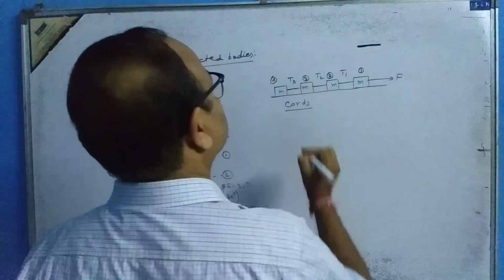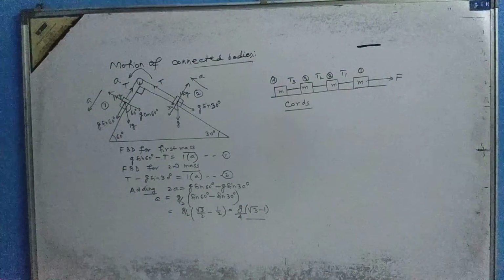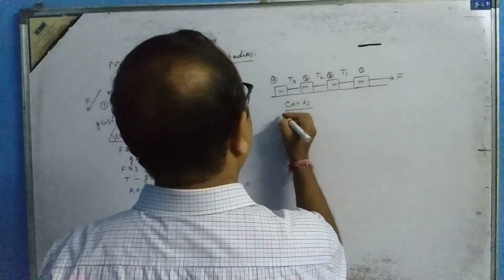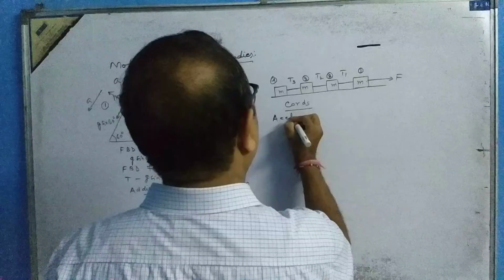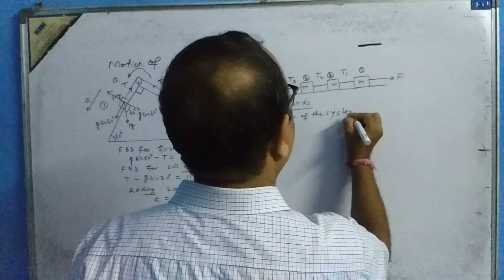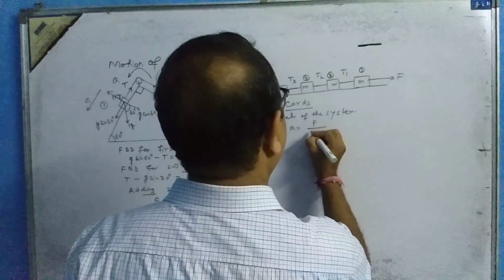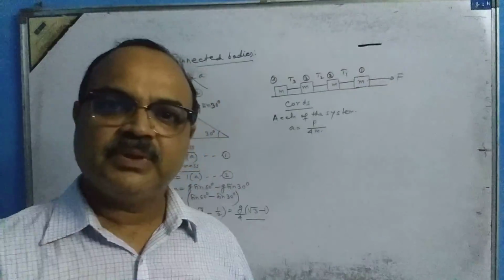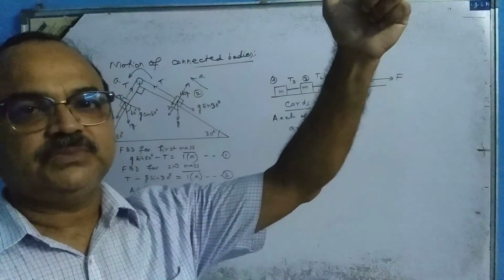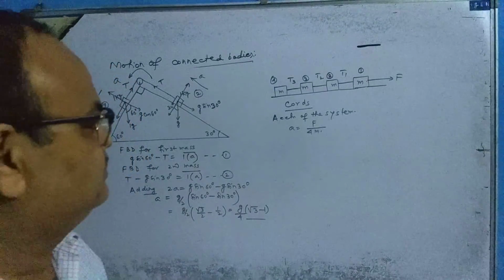Cords are different, so tensions are different. So what to find out? Acceleration of the system. What will it be? a is F by 4M. Understood? Force by total mass. Okay? So now it is very easy.